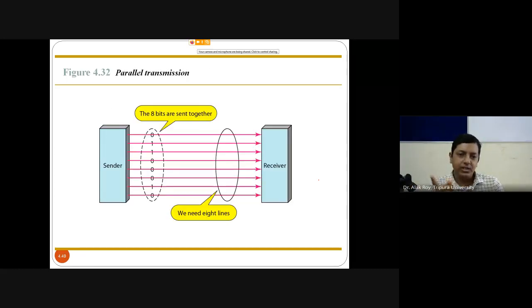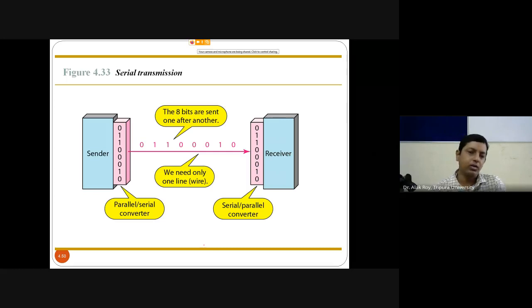In parallel transmission, multiple bits are transmitted from sender to receiver at a time, meaning 8 bits are sent together. So we need 8 lines. In parallel transmission, the number of lines required is more. In serial transmission, you can use only one line where multiple bits will be sent one by one. You will observe that from the lowest position 0, it is sent first, then 1 second, then third, fourth, fifth, sixth, seventh, eighth. So 8 bits are sent one after another.